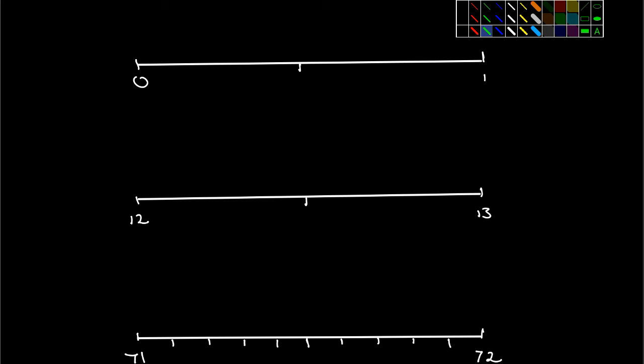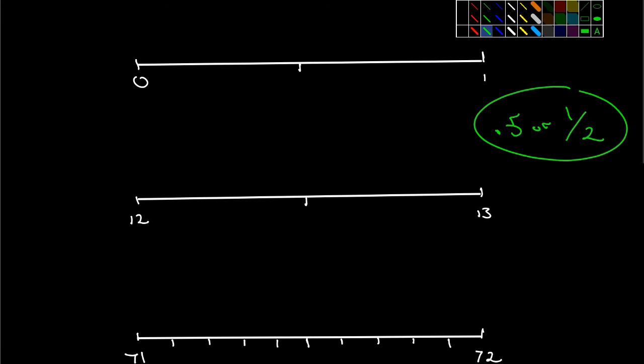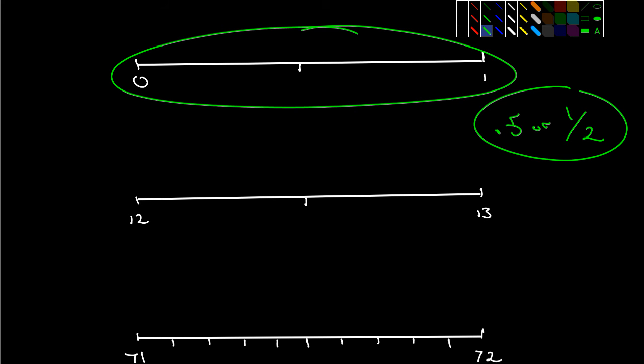If I ask you, and looking at this first number line here, you can see this is 0, and then we go all the way to 1. Miss McGee, if I ask you where 0.5 or 1/2 was, where would that be? Where would 0.5 or 1/2 be on this number line?